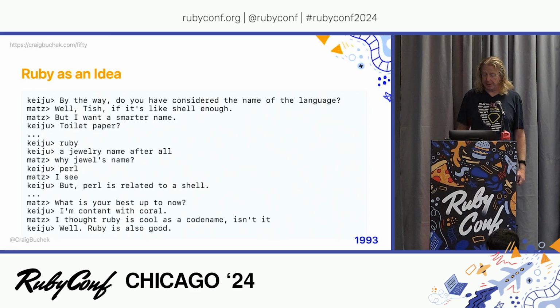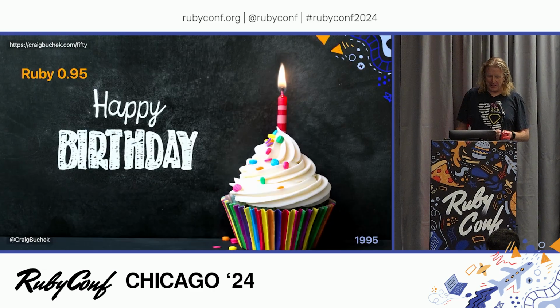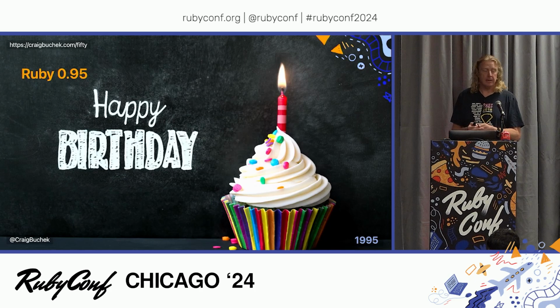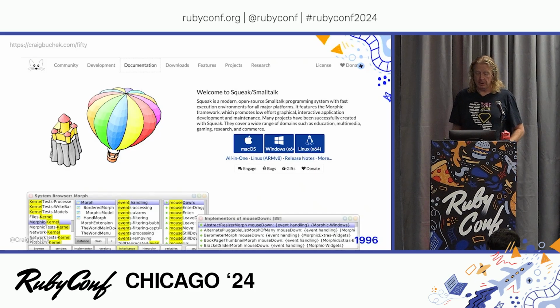In February of 1993, he and a friend picked the name Ruby, which is shown there. That is a translation, though. It was not in English, it was in Japanese. So Ruby 0.95 came out in December of 1995, and he announced it on Japanese news groups. So now it's public. It's more than just a couple people that he knew directly working on it.